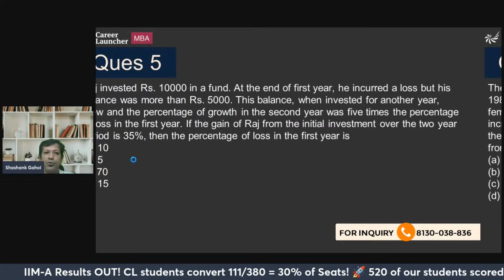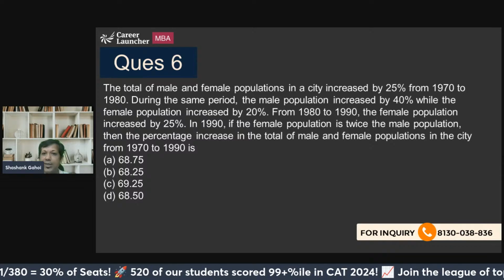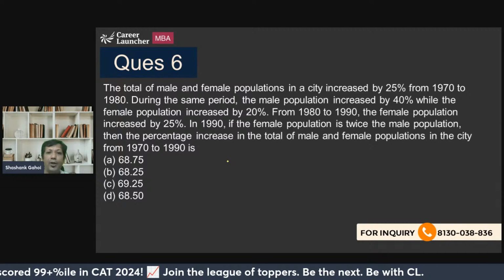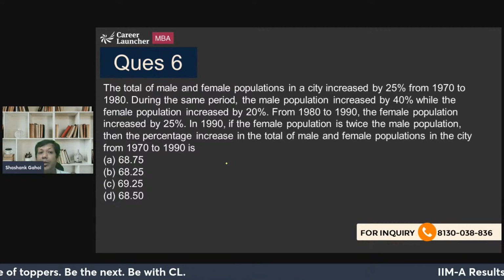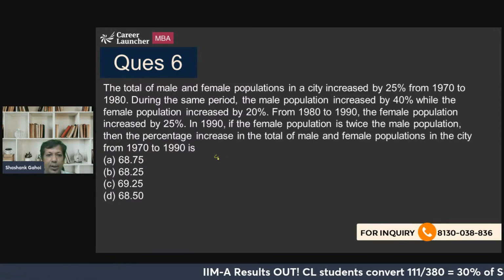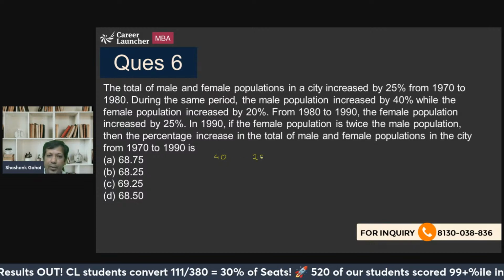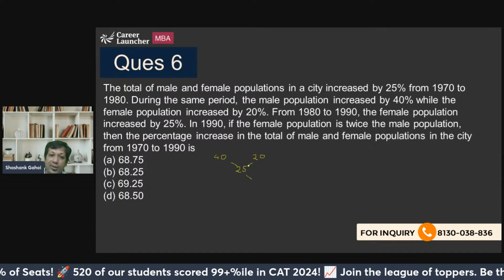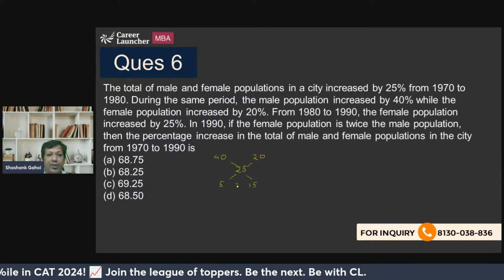Okay. Now let's move on to the next one. What does it say? Now it says the total of male and female populations in a city increased by 25% from 1970 to 1980. In the same period, the male population increased by 40%, while the female population increased by 20%. Okay. So increase in male population is 40%, increase in female population is 20%, and overall increase in the population is 25. So we can directly use alligation in this. So this is going to be 5, this is going to be 15, and this is going to be 1:3.